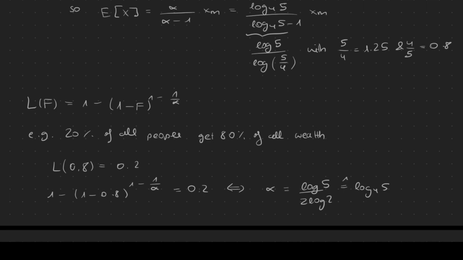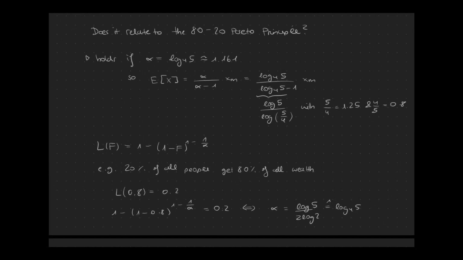Why does the Lorenz curve help here? Well, because the Lorenz curve shows the disparity of a distribution. This can be a wealth distribution or something else.